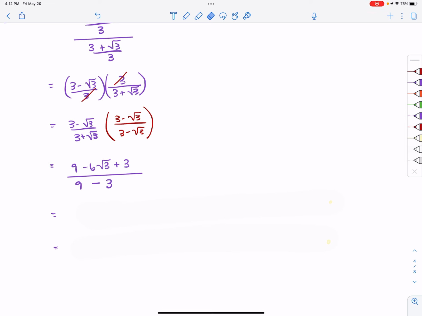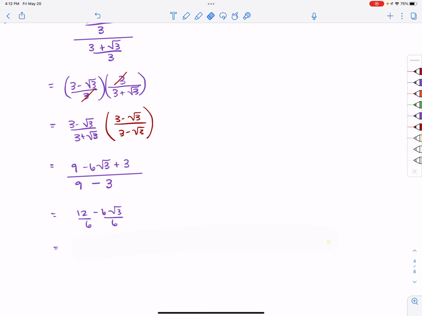And so when I FOIL on top, as well as combine some like terms, if you need to pause the video and work through that, that's fine. But I FOILed as well as combining a few like terms. I got this, and foiling on bottom, I noticed that my outers and inners zeroed each other out. So I just got 9 minus 3.